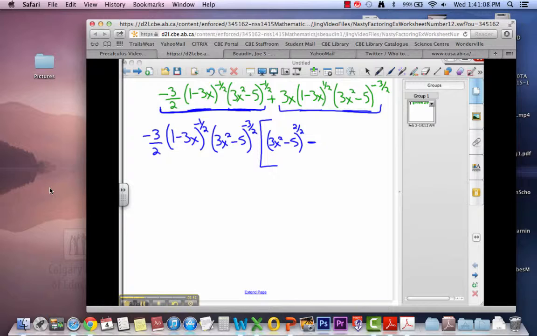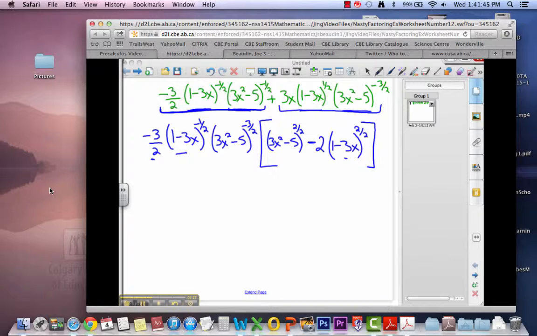Now the question is, what do I have to multiply by 3 over 2 to get 3? I need a 2. 2 times 1.5 equals 3. Now what else is left here? I took out 1 minus 3x to the negative 1/2, so I still have 1 minus 3x to the 2 over 2. If I try multiplying this one by this one, I'll get what I had originally. I don't need a 3x squared minus 5 term because I already factored that one out.